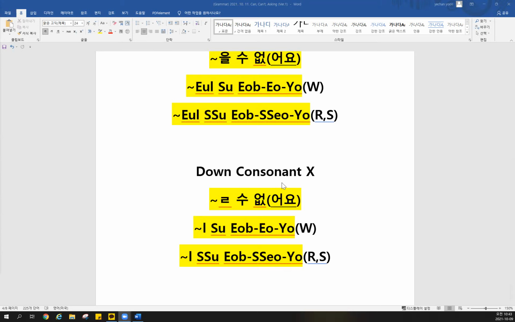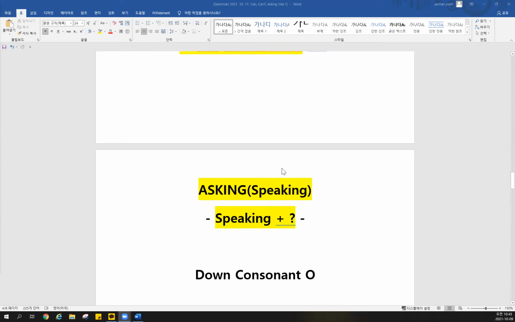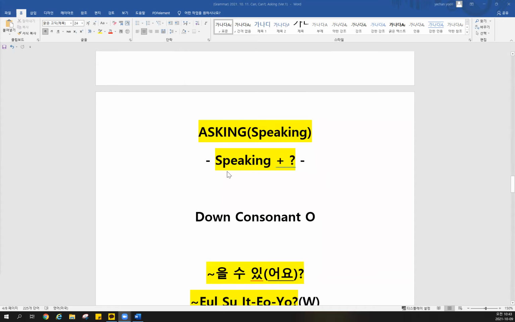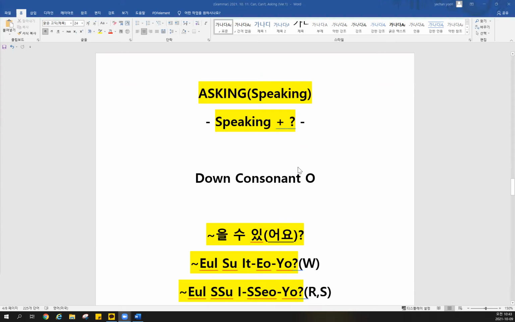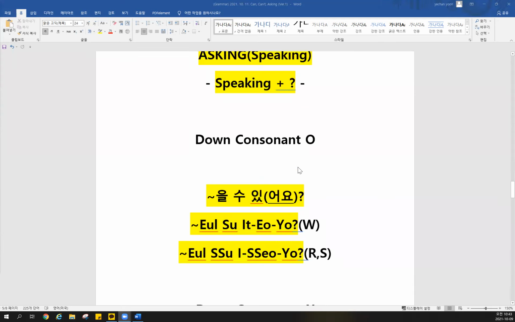Not that difficult, right? It's almost similar, guys. For the asking, how you can say it is easy: speaking plus question mark. And the intonation of the last letter needs to go high. Like this. Really? Really? Something like this, okay? So if they have a down consonant, it's exactly the same as speaking, but with a different intonation. Blah blah 수 있어요?